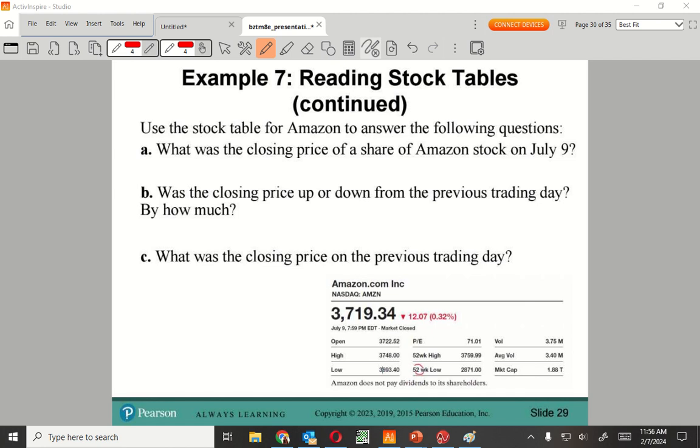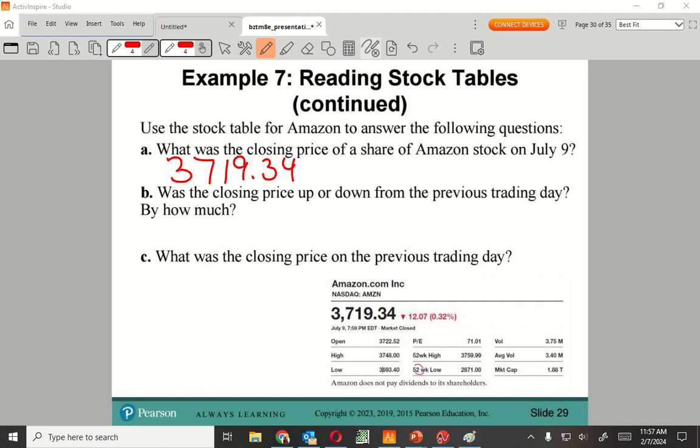What was the closing price of a share of Amazon stock on July 9th? There we go. It's 3,719.34. Is that pretty easy? Yes, you're just reading through this stuff.